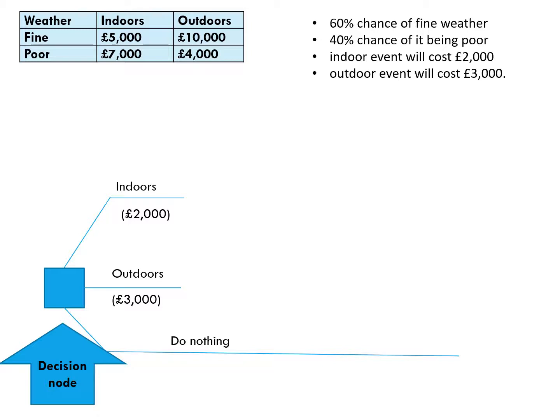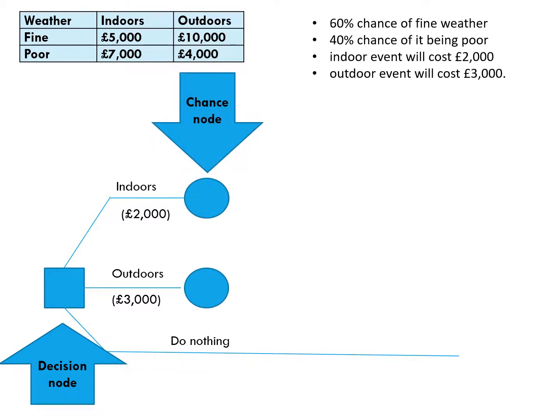I now need to think about the probability element. And so I introduce this. This is called a chance node. And this is where I now introduce not my decisions, but my chances, my probability of the outcomes. So we call these chance nodes, and we draw circles, and they indicate where there is a probability of two different outcomes. Decisions are where I make a choice. So the probability here, if I hold my party indoors, I've got two possible outcomes. A 60% chance that the weather is fine and a 40% chance of the weather being poor.